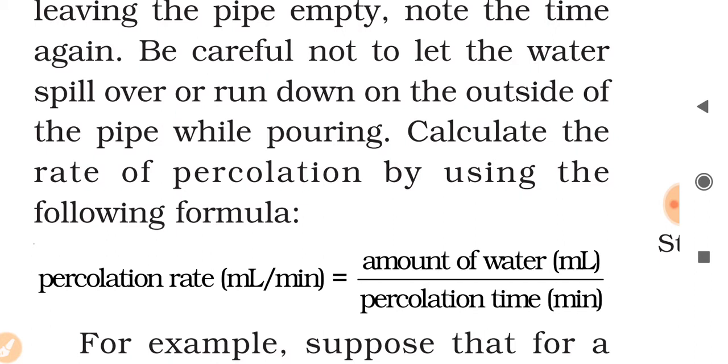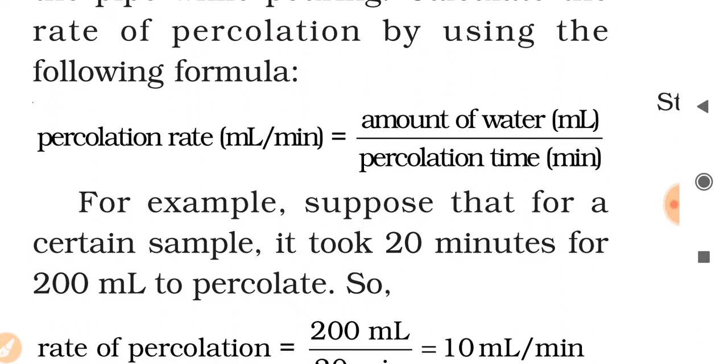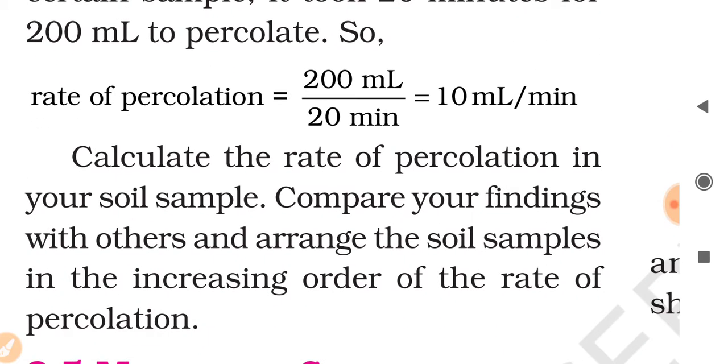Calculate the rate of percolation by using the following formula. Percolation rate, in milliliter per minute, is equal to the amount of water upon percolation time. For example, suppose that for a certain sample it took 20 minutes for 200 ml to percolate, so its rate of percolation is 10 ml per minute. Calculate the rate of percolation in your soil sample. Compare your findings with others and arrange the soil samples in the increasing order of the rate of percolation.